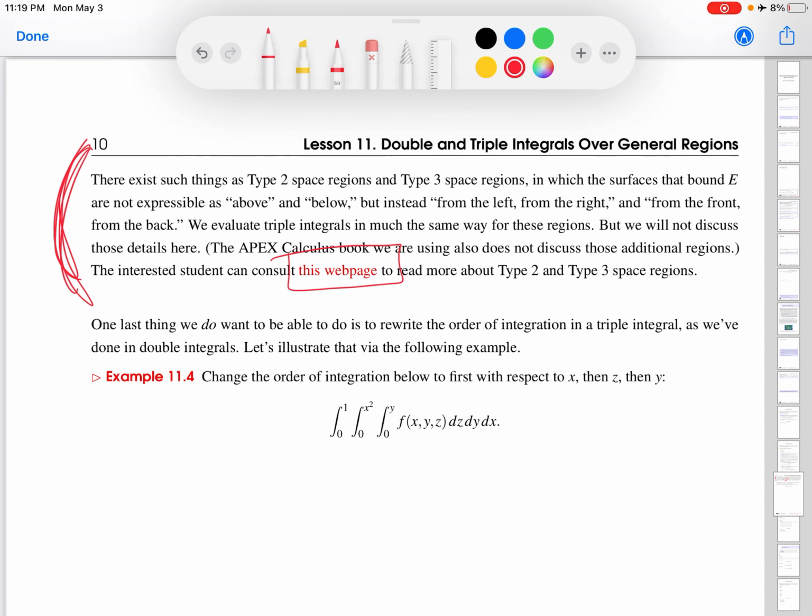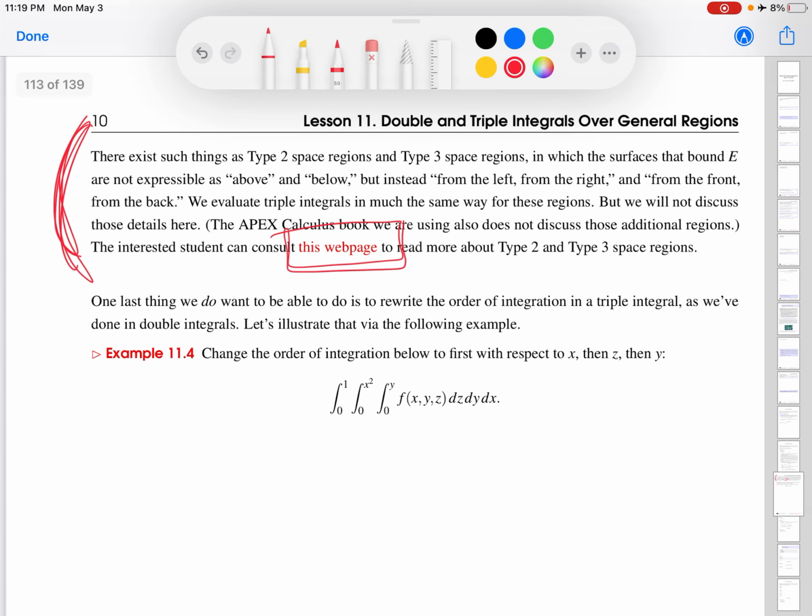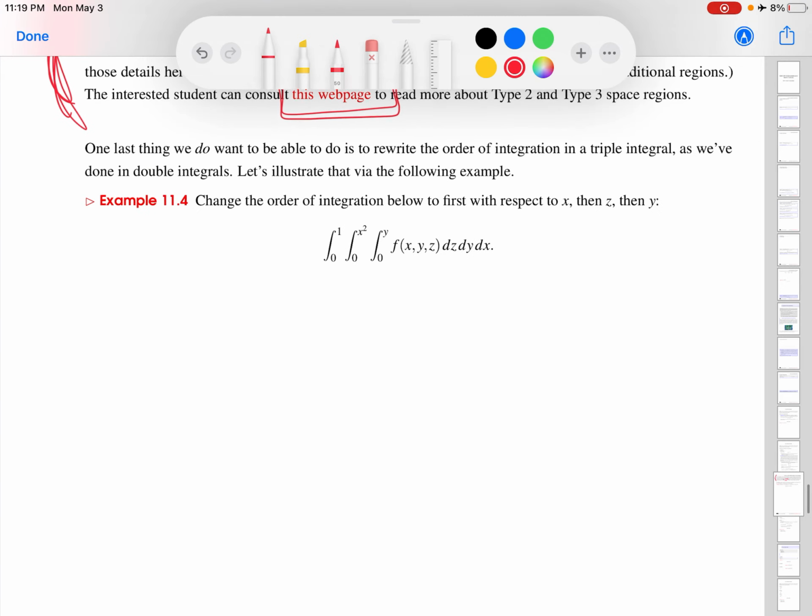I'm going to remind you here of what I said earlier, that there are things like type 2 space regions, type 3 space regions. I won't focus on them in this course, very similar to what you do with type 1 space regions. But in case you are interested, you can click on this webpage to read more about them.